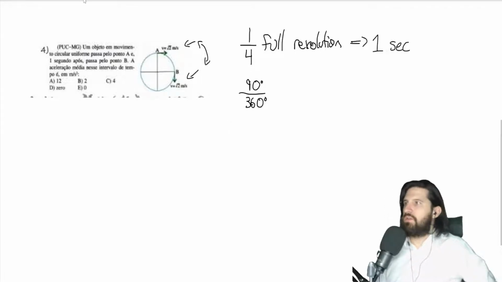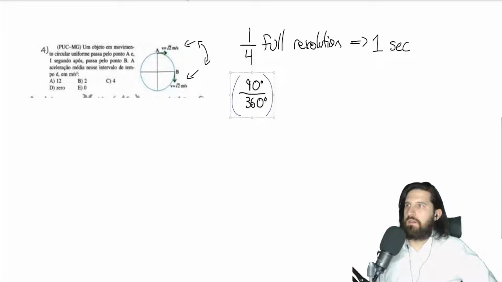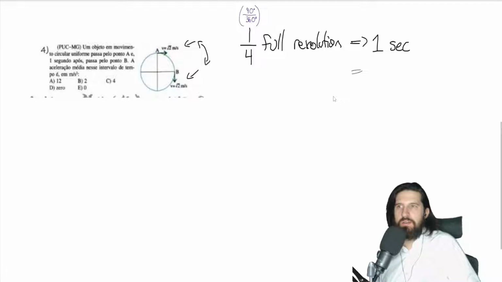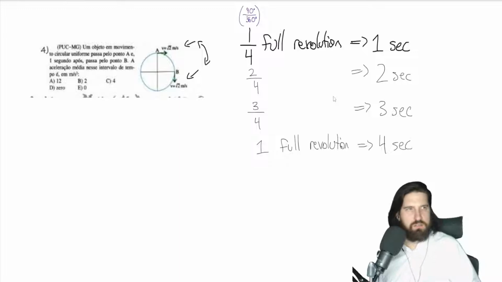Right? So if it takes 1 second to do a quarter, then it will take 2 seconds to do 2 quarters, and then 3 seconds to do 3 quarters, and then 1 full revolution will happen in 4 seconds.